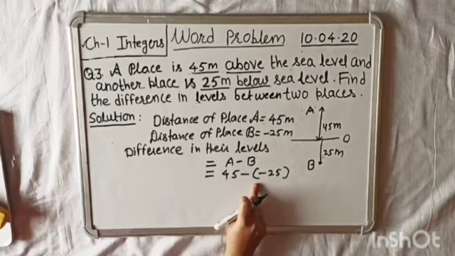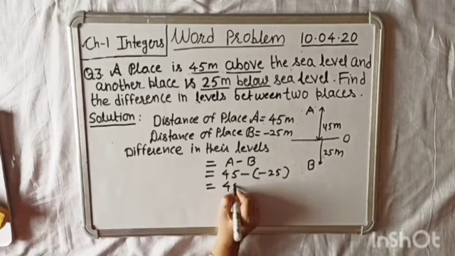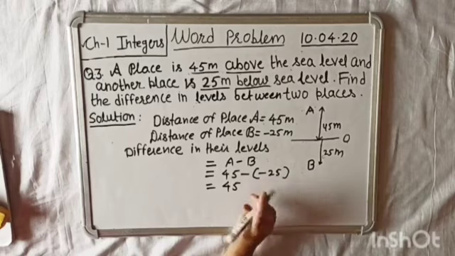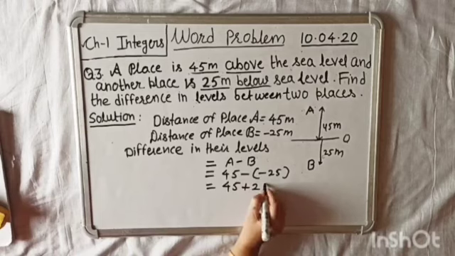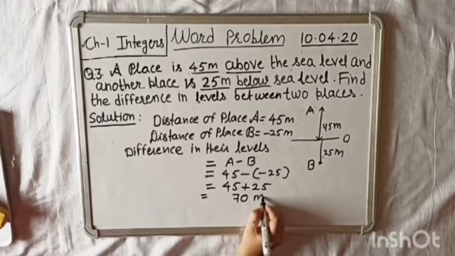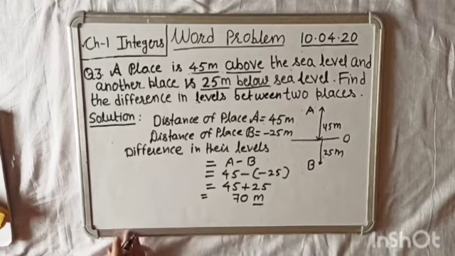And always prefer to put negative integer in the bracket. So, here minus sign is outside the bracket. So, the integers inside the bracket change their sign. So, it will be plus. So, 45 plus 25 will be 70 meter. Don't forget to write the unit, that is 70 meter.